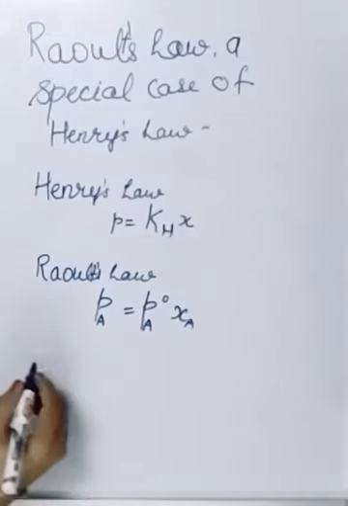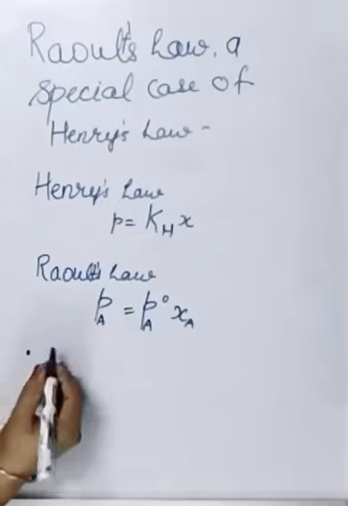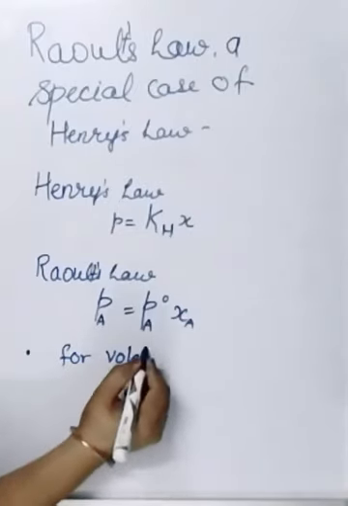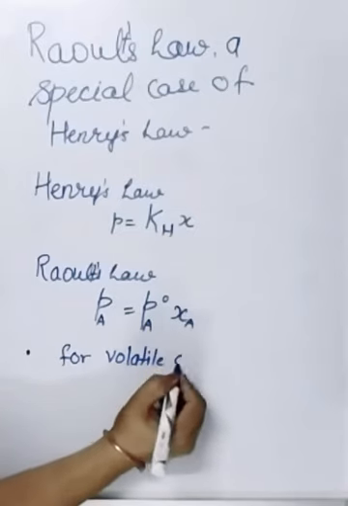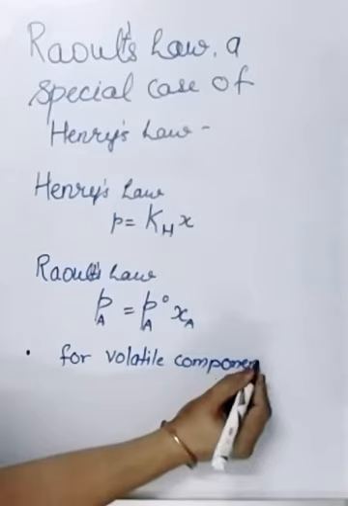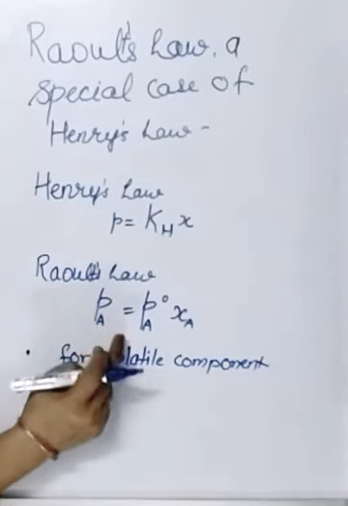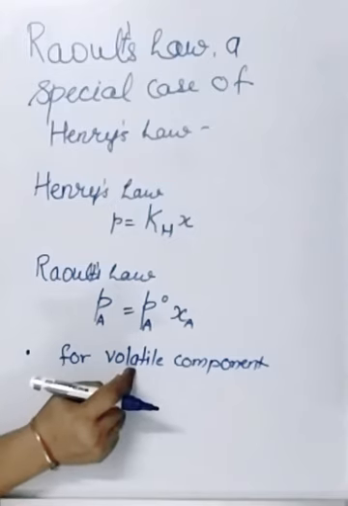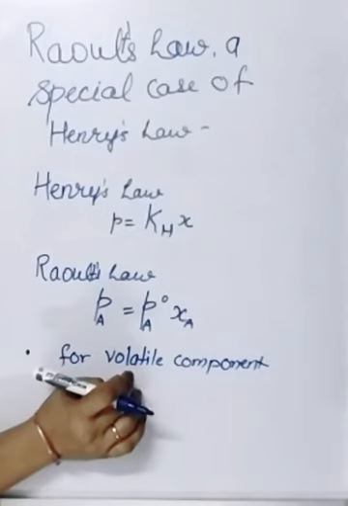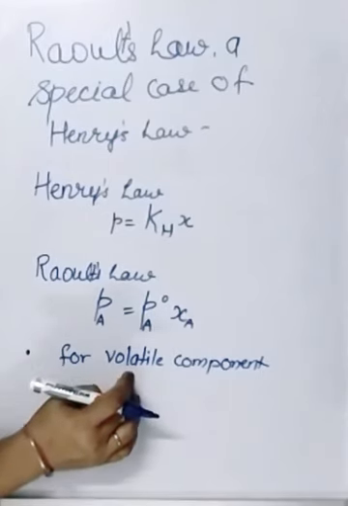So what is the similarity between the two laws? Both the laws work for volatile components. In case of Henry's law, which was the volatile component? Gas. In case of Raoult's law, it is liquid. Whether it is solute or solvent, it is working for the volatile component. So both the laws work for the volatile component of the solution.